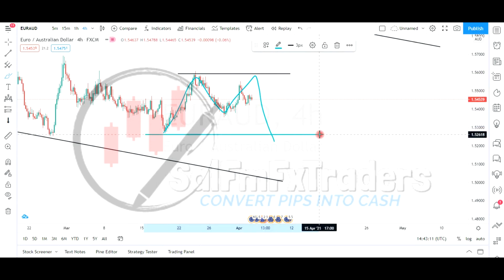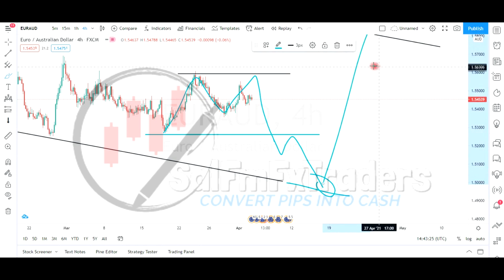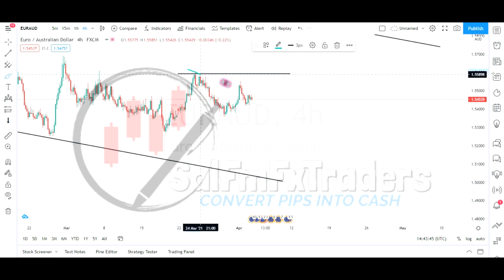and then to come and test at this level once again. And once it breaks this level right here, we're going to have something like this, and then continue shooting back down to give us some sort of a test again somewhere right here before we can continue shooting back up again. This is the first possibility that might happen, or we can have something of this nature.